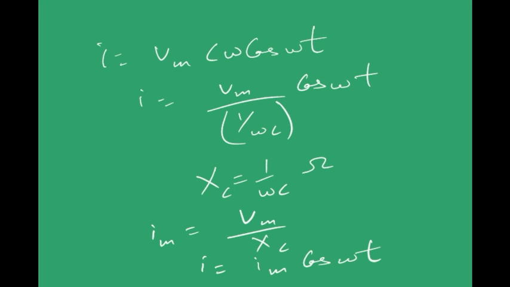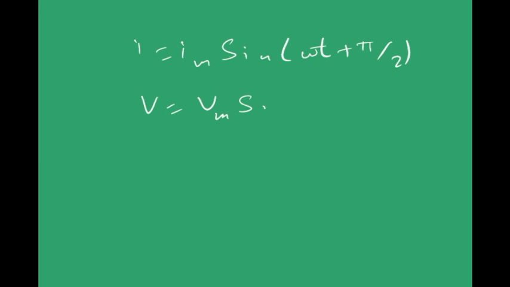But by some trigonometric identity, I can write cos omega t as sin of omega t plus pi by 2. So my final equation will be Im sin(omega t plus pi by 2). This is my current. Let me write it again: Im sin(omega t plus pi by 2). And the voltage is given by Vm sin omega t, right?